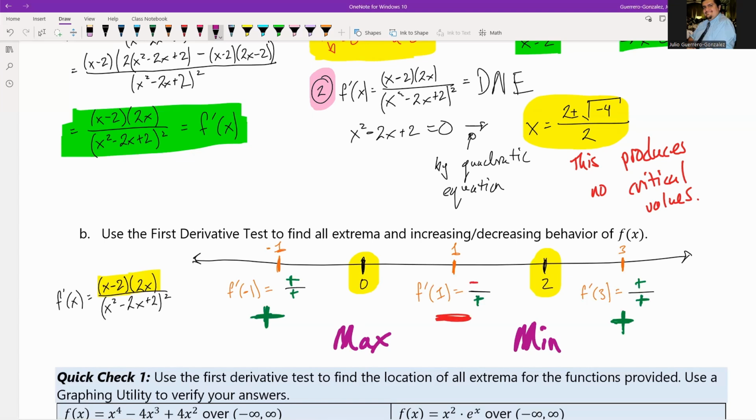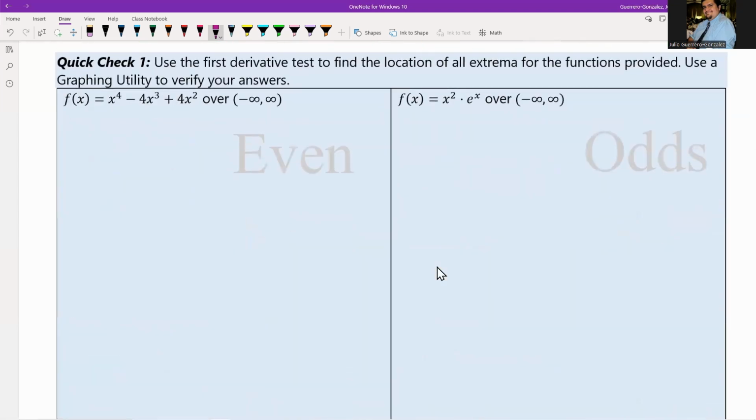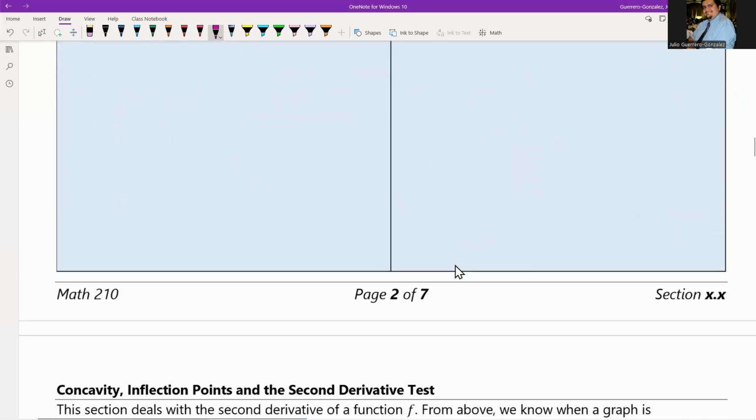Okay, so this is how we determine increasing and decreasing behavior and how to find extrema using just the derivative. After this comes your first quick check for this section. Make sure you work out every single step. These are the problems that I chose, and hopefully the derivatives are doable. For the most part, watch your negatives, watch your signs, okay? So yeah, moving on.